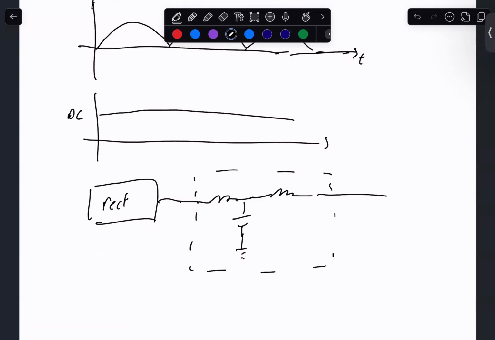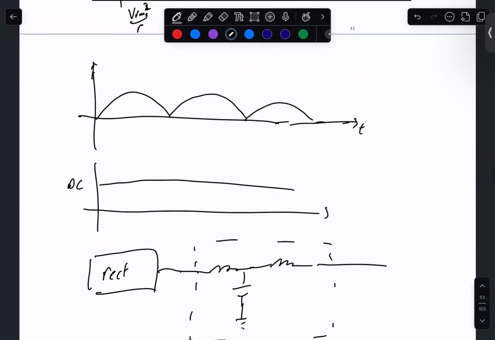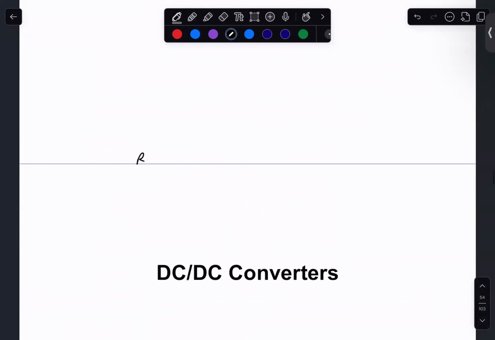Certainly in the lab, you'll see some filtering, and in Pro 52, filtering is a huge part of power electronics design. But for this class, we ignore the fact that you have to do filtering. So for this class, we just call this thing DC, even though nobody actually thinks of this as a DC waveform.